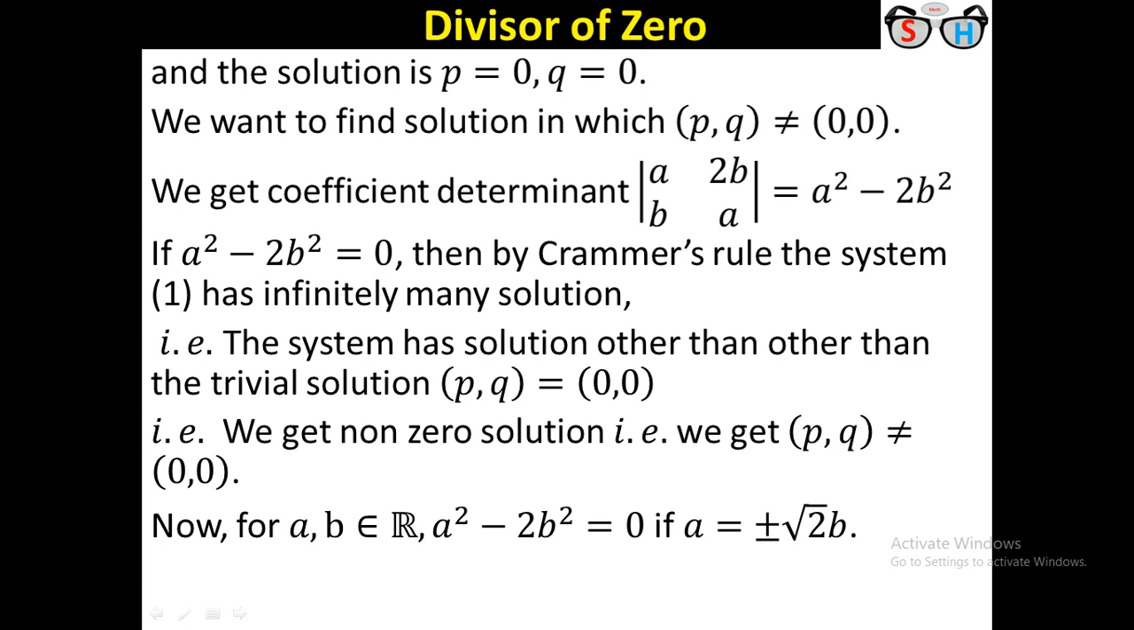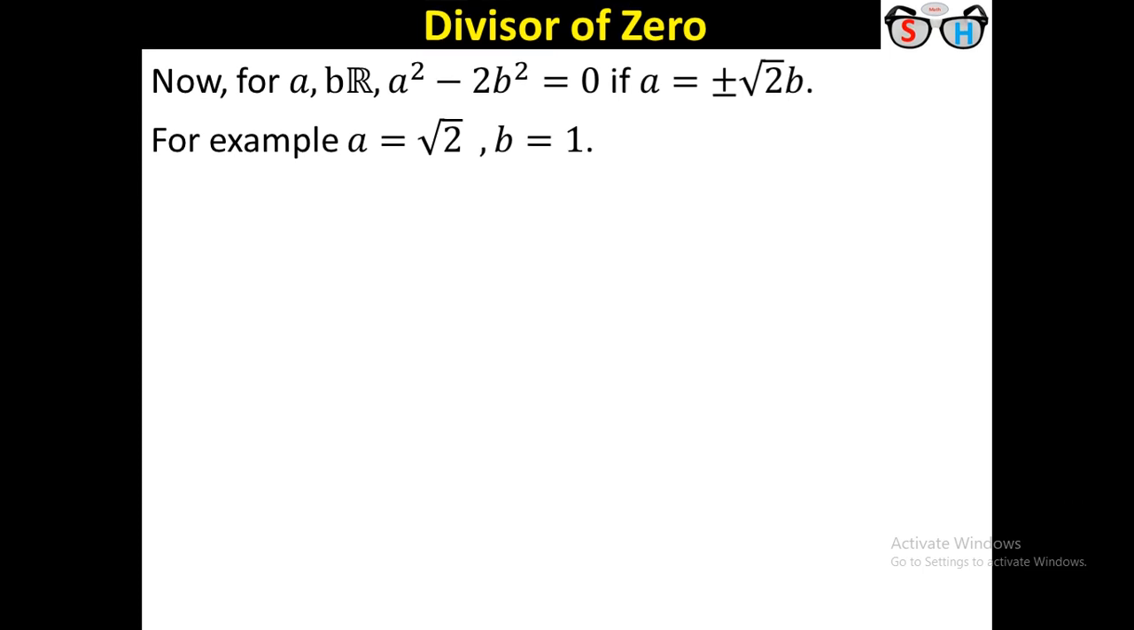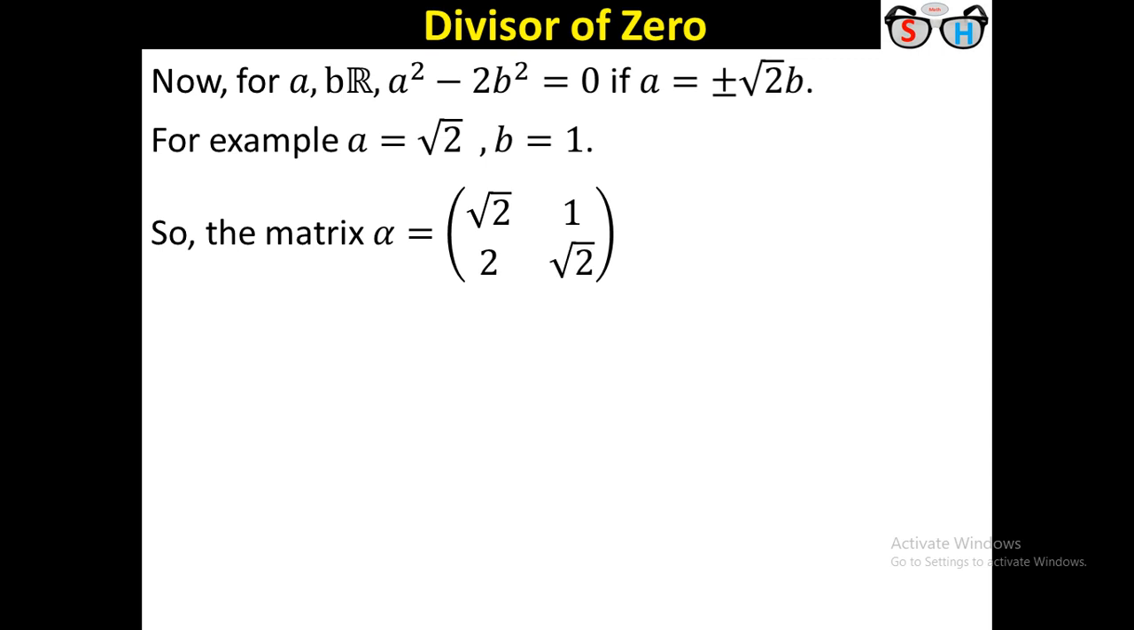Okay. If you choose b equal to 1, then a will be root 2. For example, a equal to root 2, b equal to 1. That is, alpha equal to (root 2, 1, 2, root 2), because alpha was (a, b, 2b, a). So these are a, here b, here 2b. These are alpha. For that alpha, a square minus 2b square equal to 0.